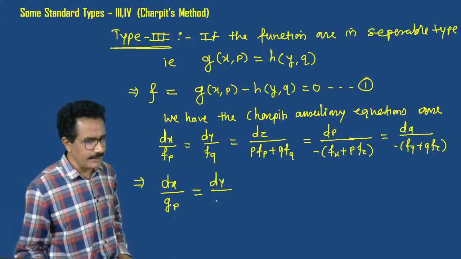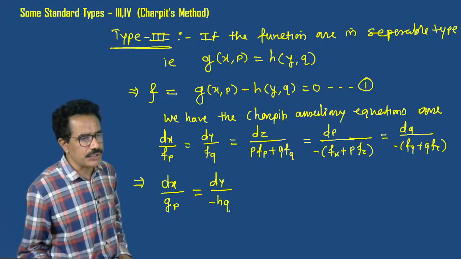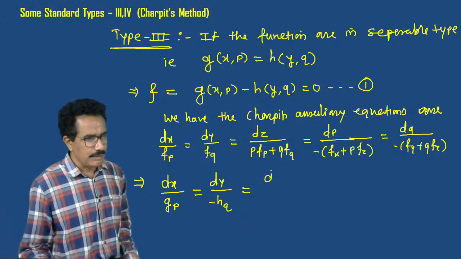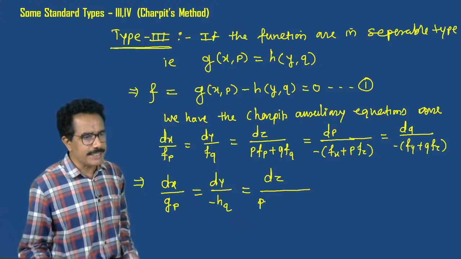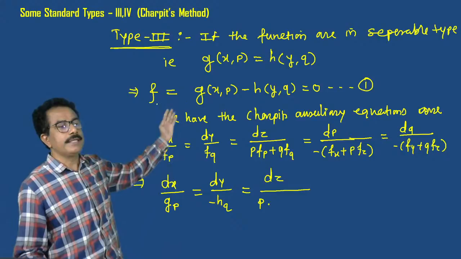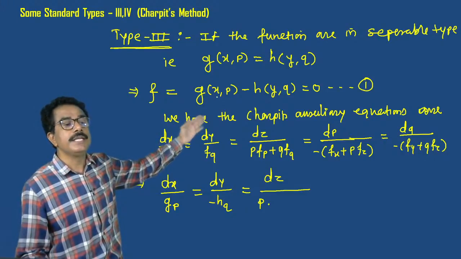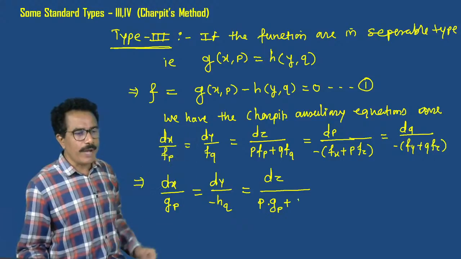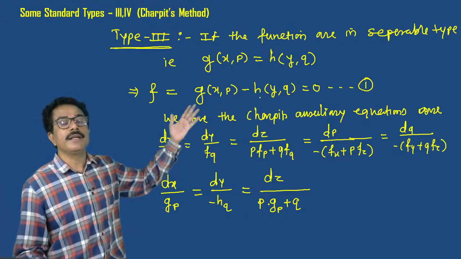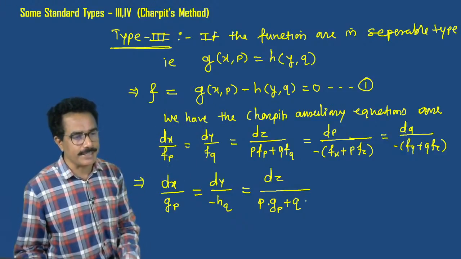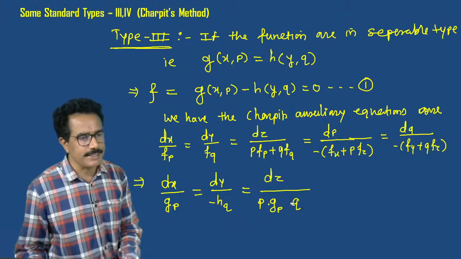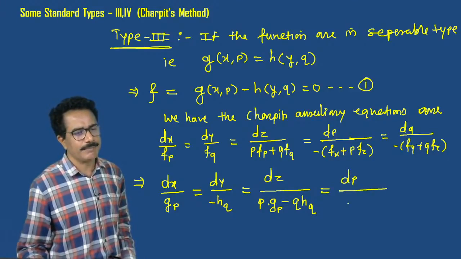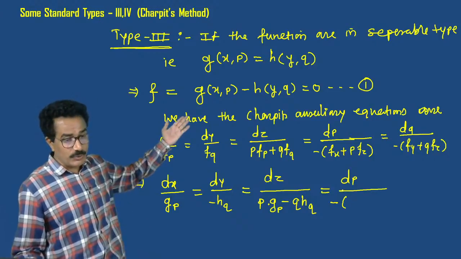Tell me students, what can we write here? That means minus hq, h suffix q, do not get confused, which is equal to dz divided by p fp, fp means g is a function of p, so we can write gp, plus q as it is. fq means h is only a separate function of q, so minus hq, which is equal to dp divided by minus fx, you know that.